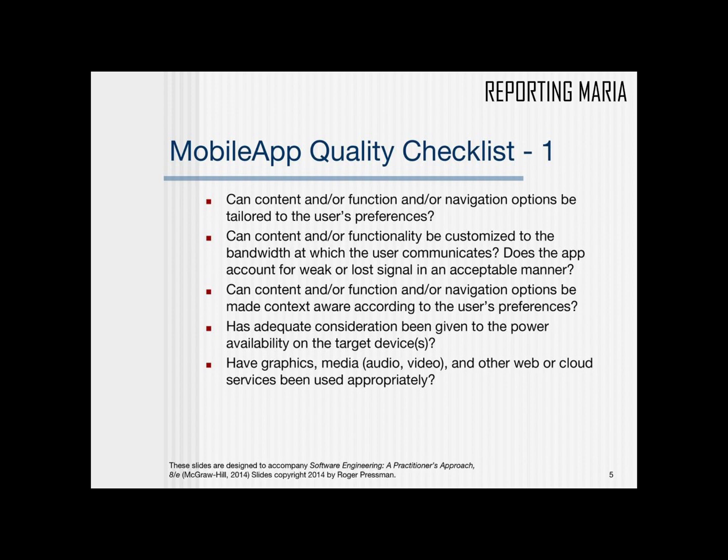customizing content to bandwidth, this means yung adapting the content and or functionality ng isang app or website sa speed and quality ng internet connection na ginagamit ng isang user. Such as yung pag-reduce ng mga sizes ng resolution ng mga images, videos, at pag-provide ng mga offline access sa mga features. So, yung second naman is accounting for weak or lost signal.